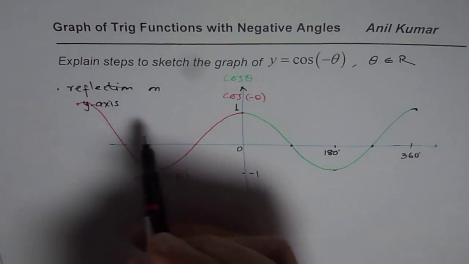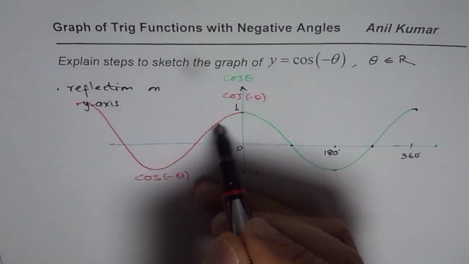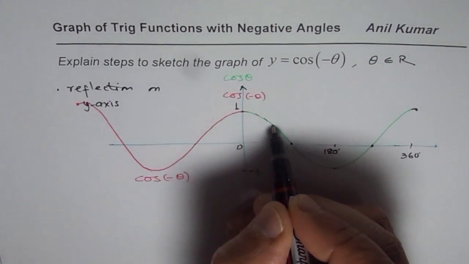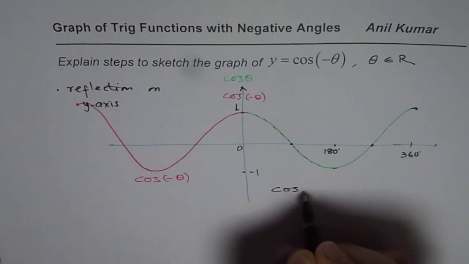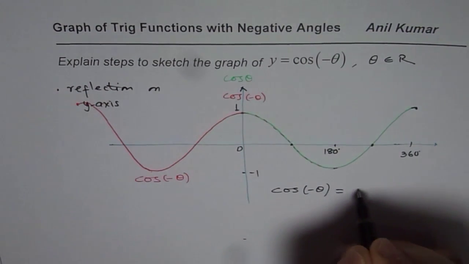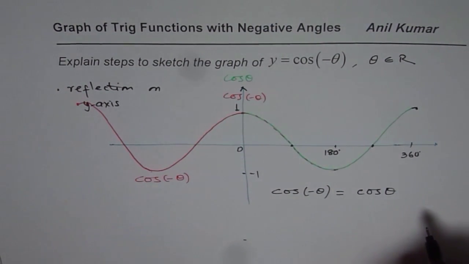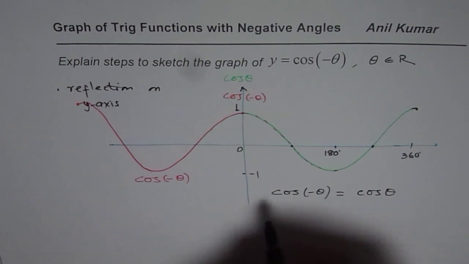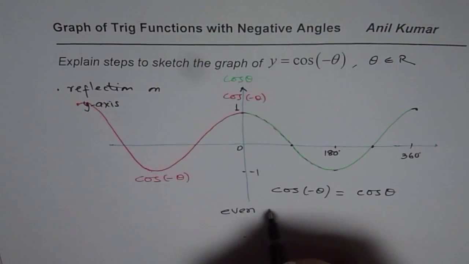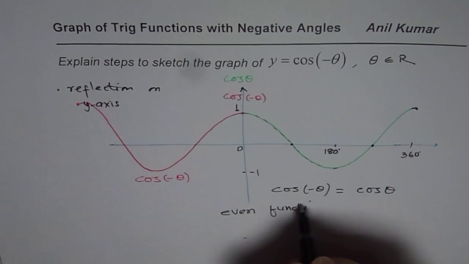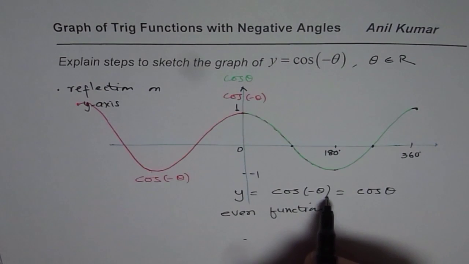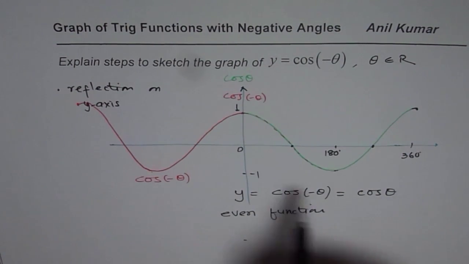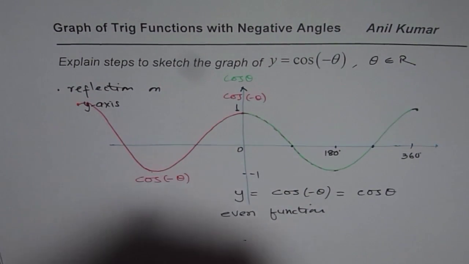Now if you can clearly see, if I extend this cosine function, it just overlaps. Do you see that? It overlaps. So what do you notice? You notice that cos of minus theta is basically equal to cos of theta. So both are exactly the same graph. Cos is an even function, and we know that if y equals cos of minus theta, then it equals cosine theta, and therefore we get exactly the same graph.